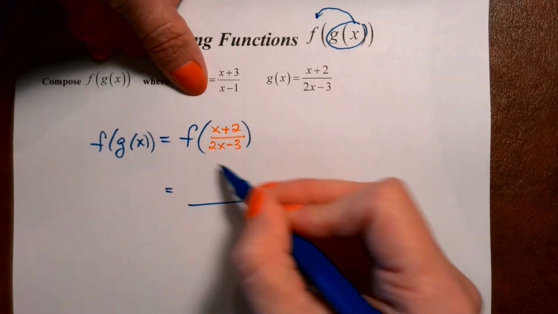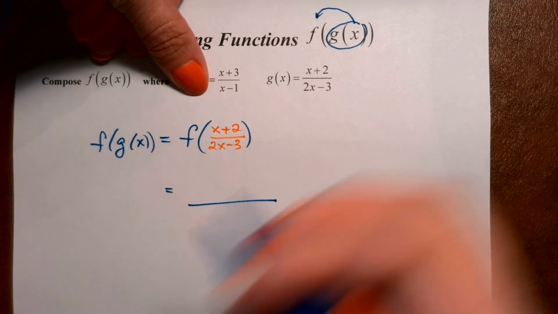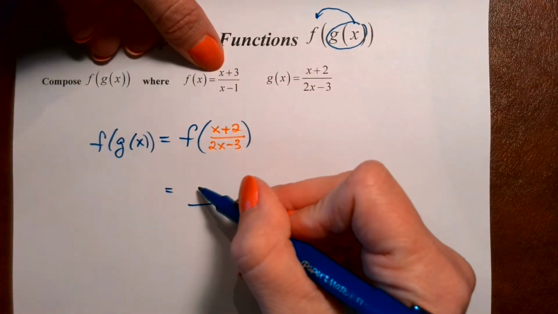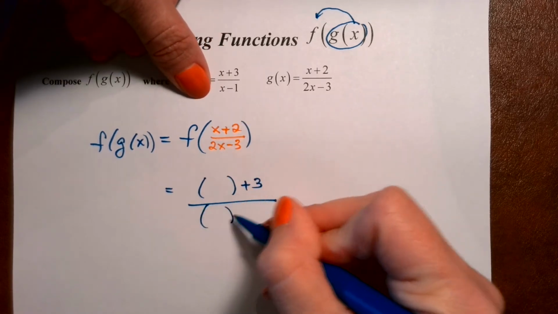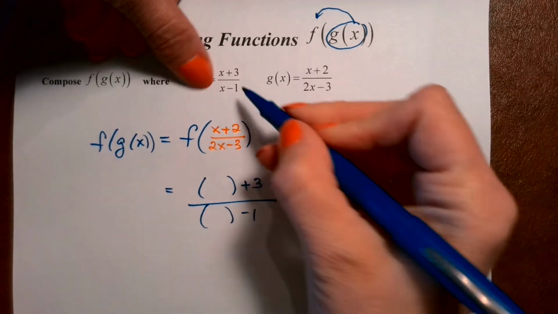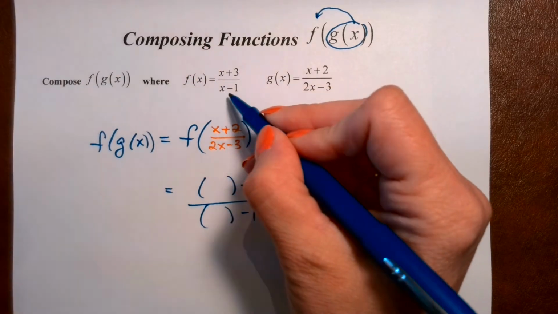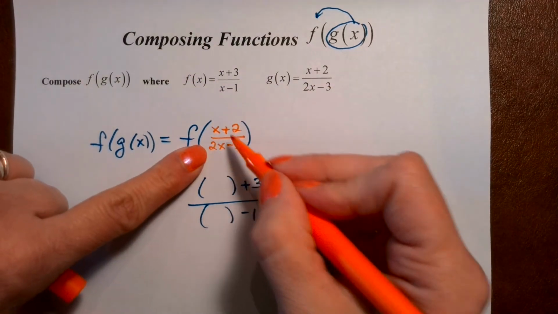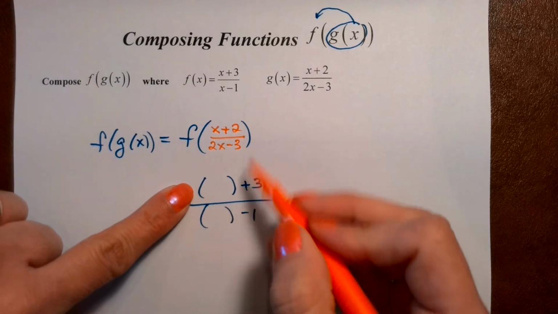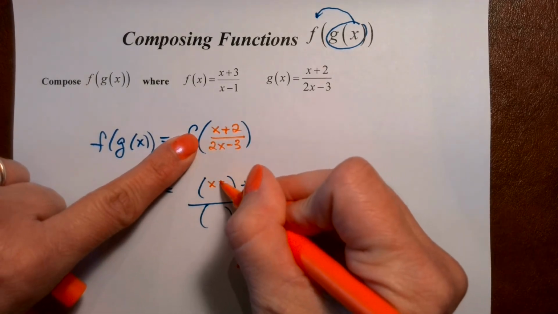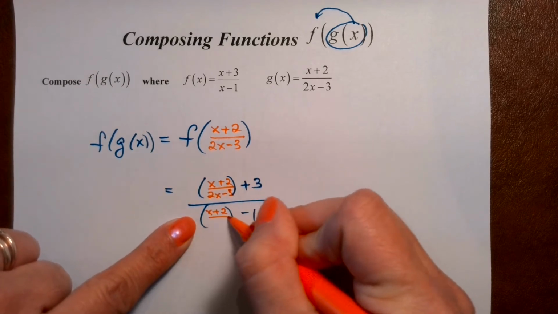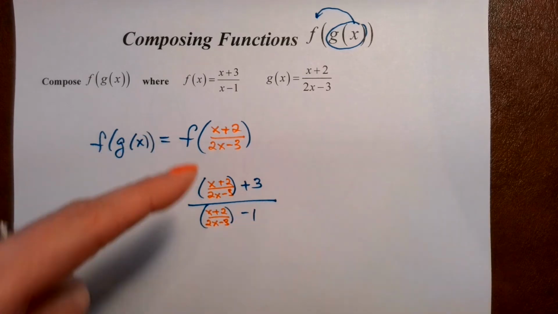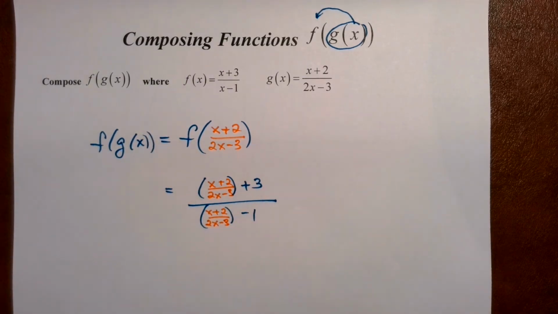So I'm going to get this ready with some parentheses, and I really want to see you do the same. So we're going to have input plus 3 divided by input minus 1. Input plus 3 over input minus 1. And what is the input that's going into these input spots? This entire function, x plus 2 over 2x minus 3. Now, the best way to clean this up is to multiply by the common denominator.